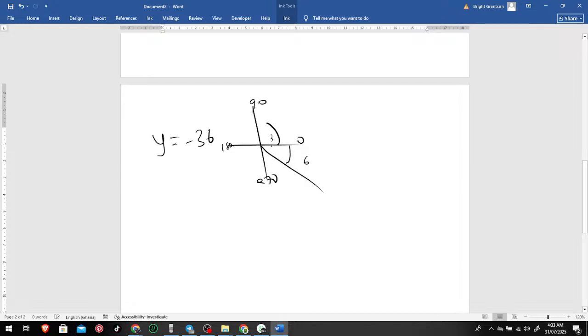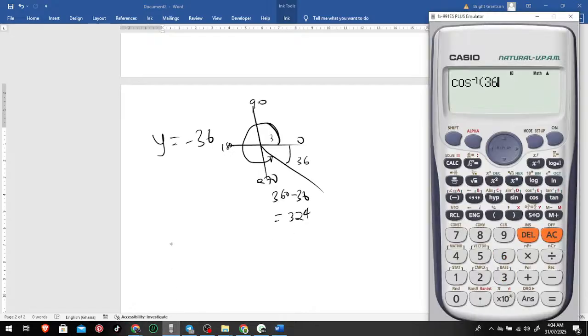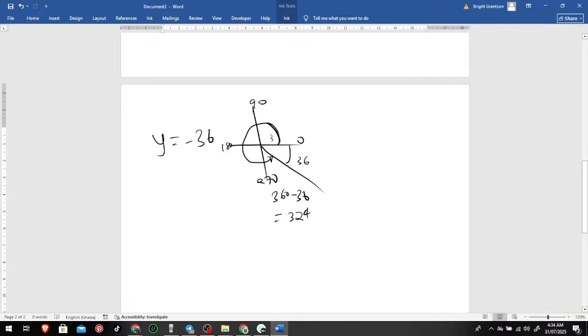Are we okay? So now you are going to read the angle from here up to the 36, which becomes what? 360 minus 36, and that will be the angle. 10 minus 6 is 4. 5 minus 3 is 2. 324. You understand? Are you okay? Okay. So that's for that one.